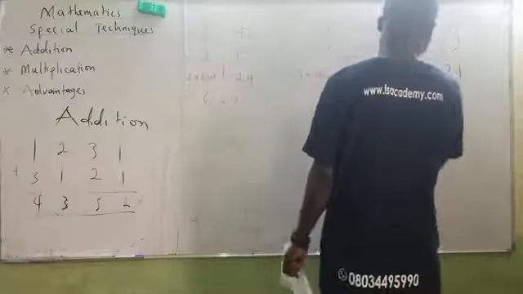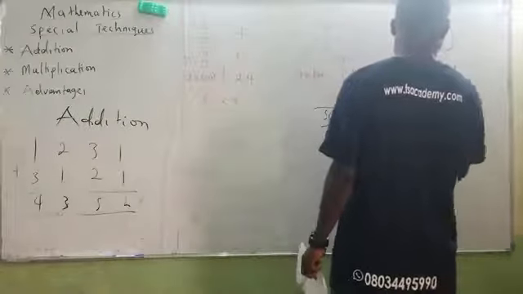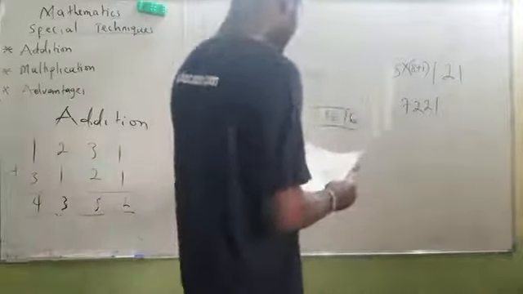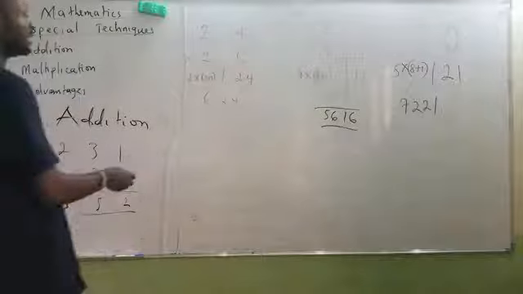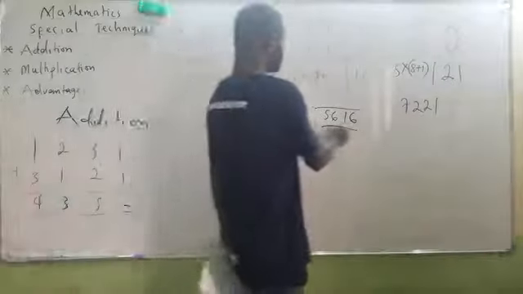That will be 72 to 1. That is my answer, and so on and so forth. That is all about that. Can you see? It's very simple to work on.